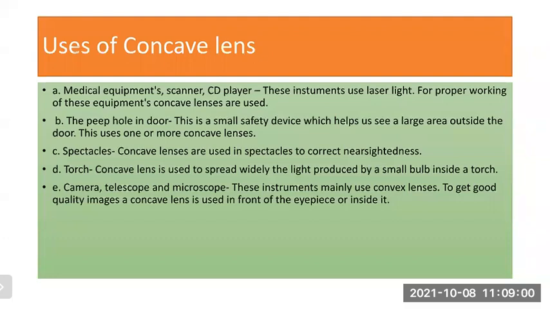Then afterwards, it is used in the camera, telescope, microscope. So these instruments mainly use the convex lens, but to get good quality images, a concave lens is used in front of the eyepiece or inside it. Okay. So these are the various uses of the concave lens. So once again, we will just summarize this. Concave lens is used in the medical equipment, scanner, CD player, peephole in the door. It is used in the spectacles. It is used in the torch. Then it is used in the camera, telescope, and microscope.